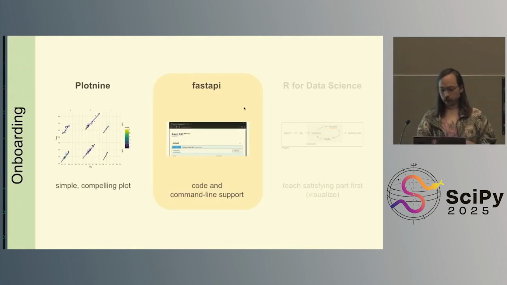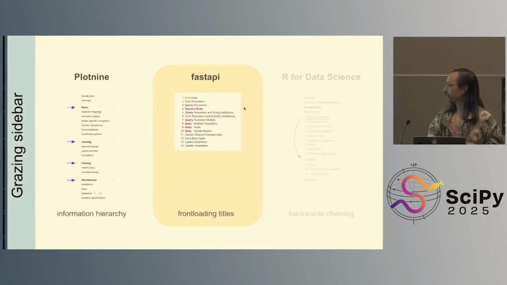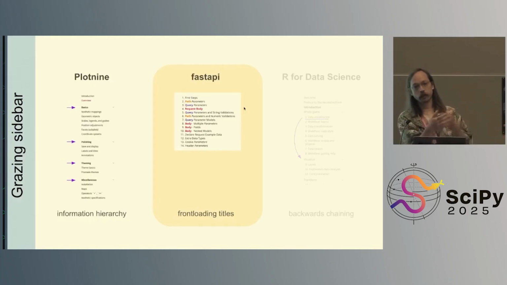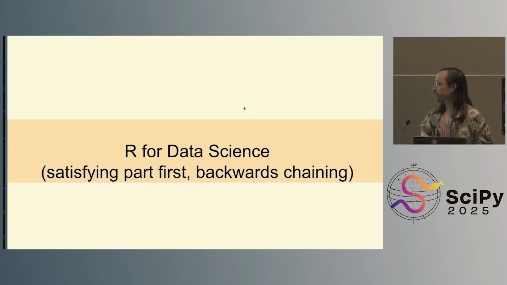All right. So we talked a little bit about, for onboarding, FastAPI provides code and command line support. For grazing, it uses front loading to try to emphasize its structure to you. Now we're going to look at R for data science, which is a bit funny as a user guide. It's a book that's like hundreds of thousands of words. But I think it's a good example of what is essentially a really large document.